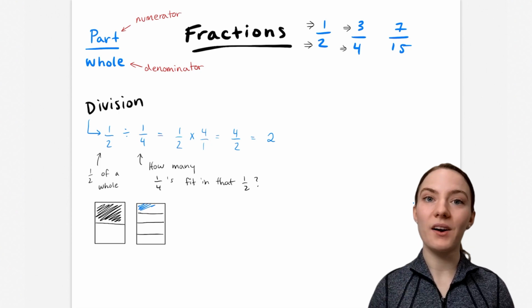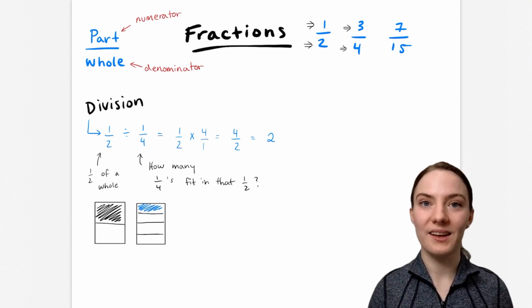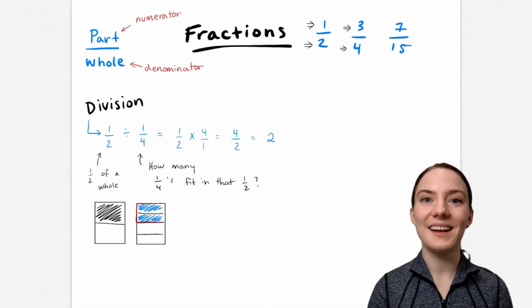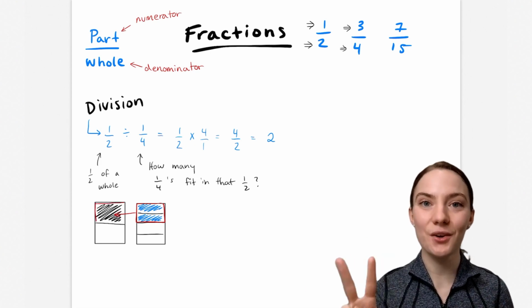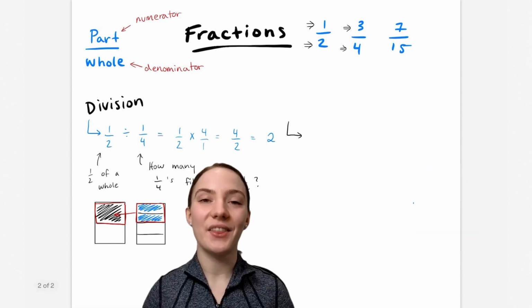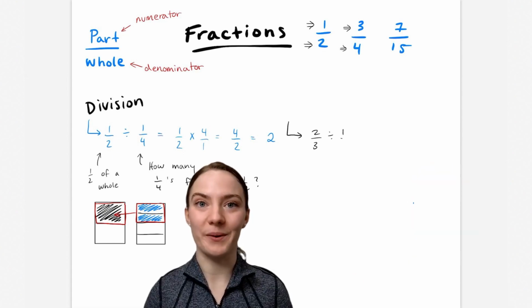One of those equal parts represents 1/4. And I hope you can see that we would actually fit 2 1/4 in that 1/2. And that's why our answer is 2. We can fit 2 quarters in 1/2. Let's look at another example that's a little bit more complicated.